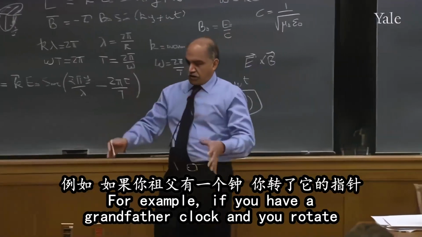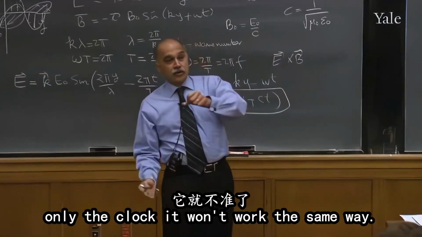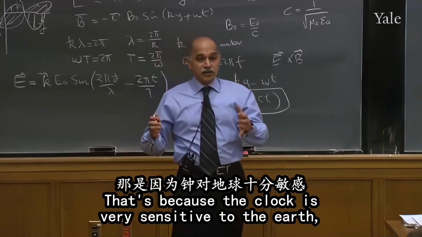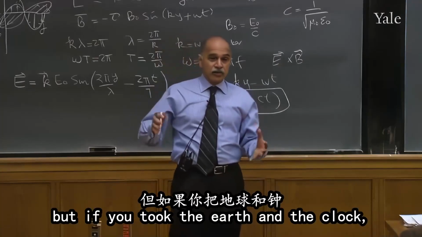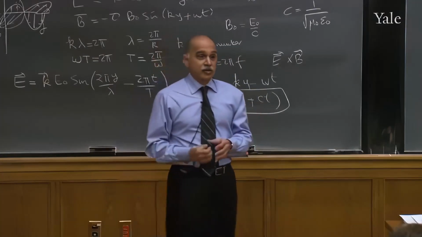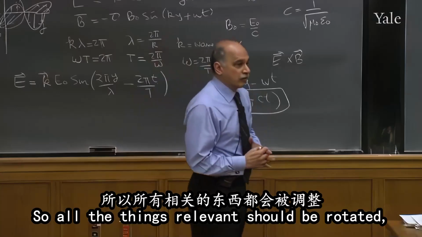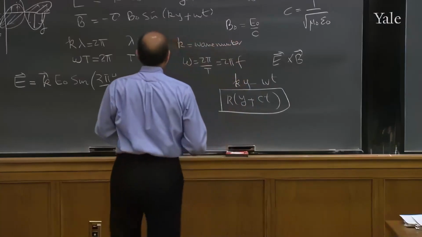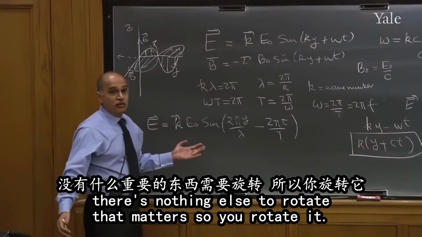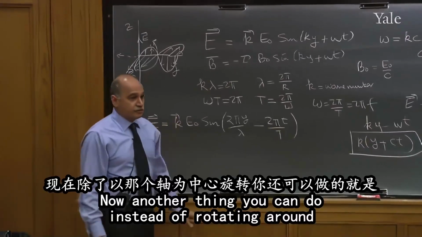For example, if you have a grandfather clock and you rotate only the clock, it won't work the same way. But that's because the clock is very sensitive to the earth. But if you took the earth and the clock, you rotate both of them, it doesn't matter. In fact, that's happening all the time. So all the things relevant should be rotated, but for electromagnetic field in vacuum, there's nothing else to rotate that matters, so you rotate it.